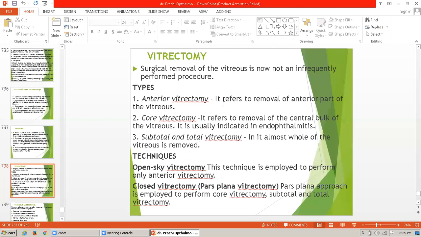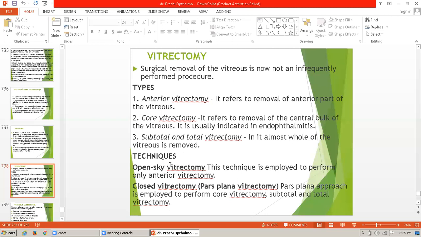So in anterior vitrectomy there is removal of the anterior part of the vitreous. In core vitrectomy there is removal of the central bulk of the vitreous, usually in endophthalmitis. In subtotal and total vitrectomy, almost the whole of the vitreous is removed.